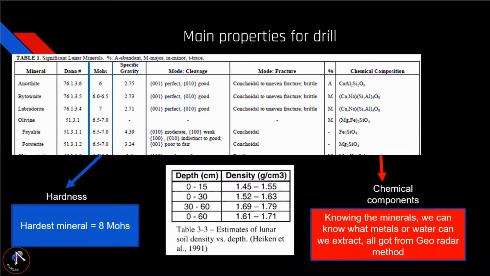It is important to know some regolith properties so we can drill the soil. In this table, we describe different minerals where the highest hardness is 8 Mohs. So we need a drill that overpasses that limit. Also, we have different densities.